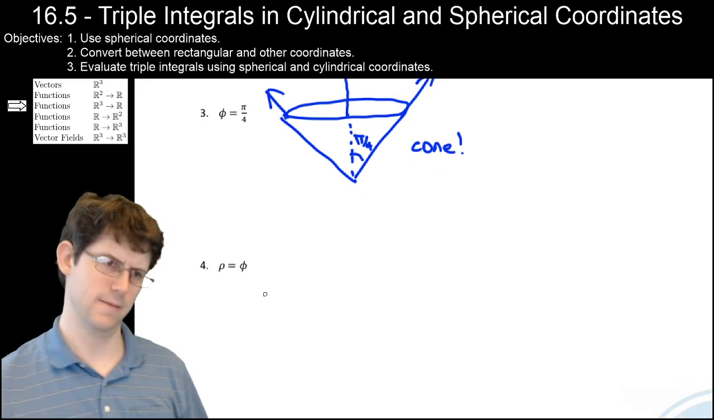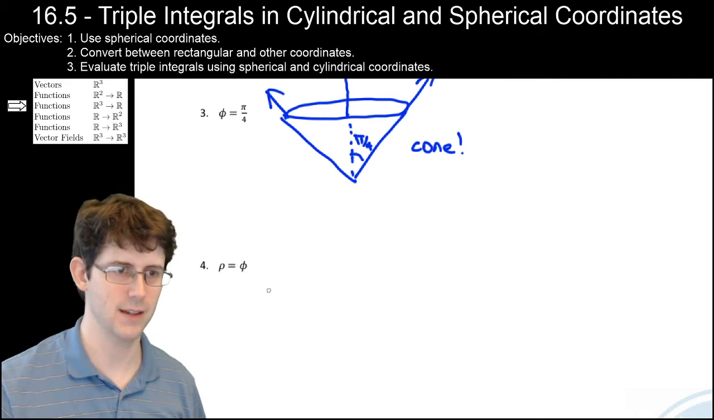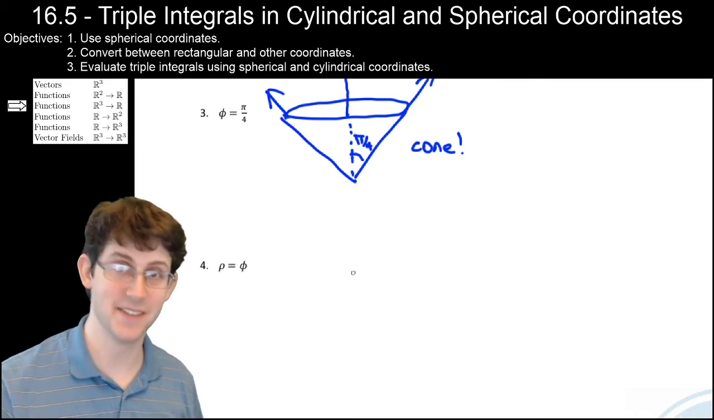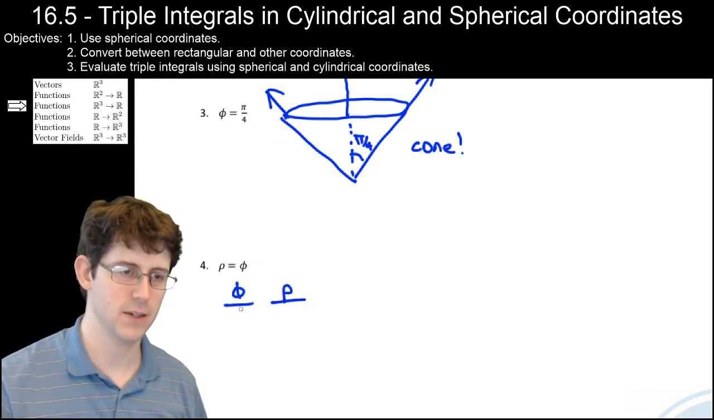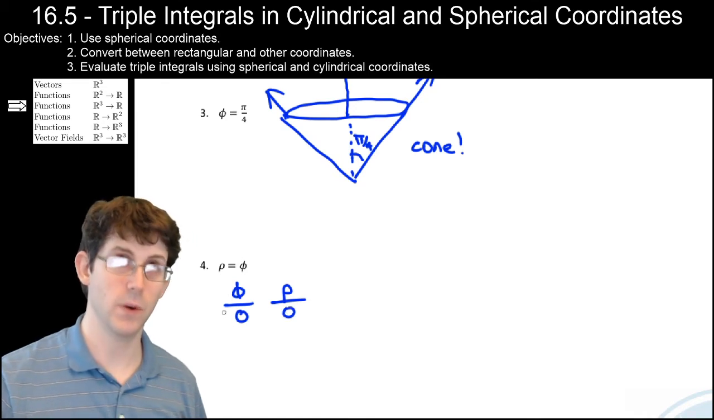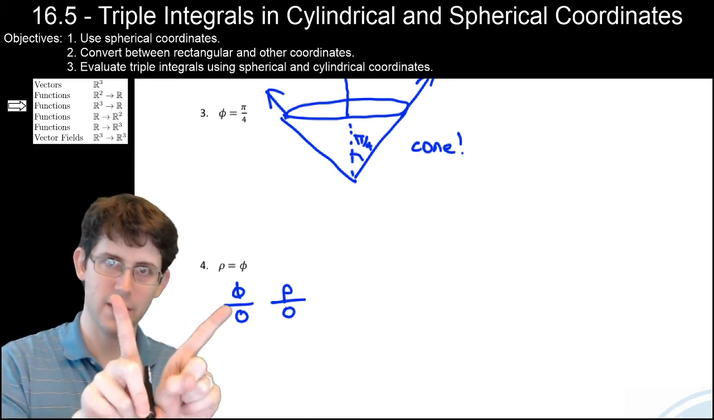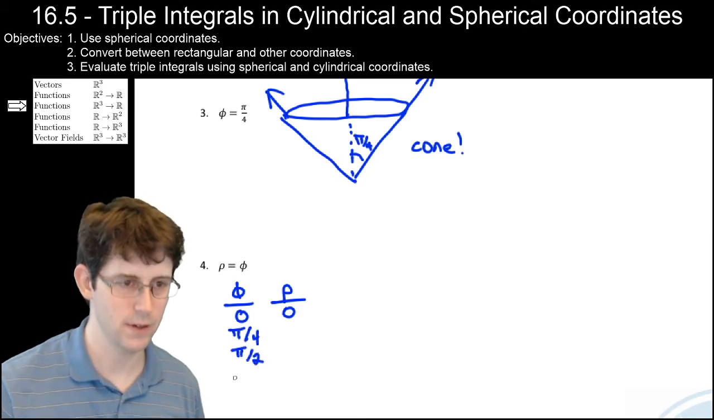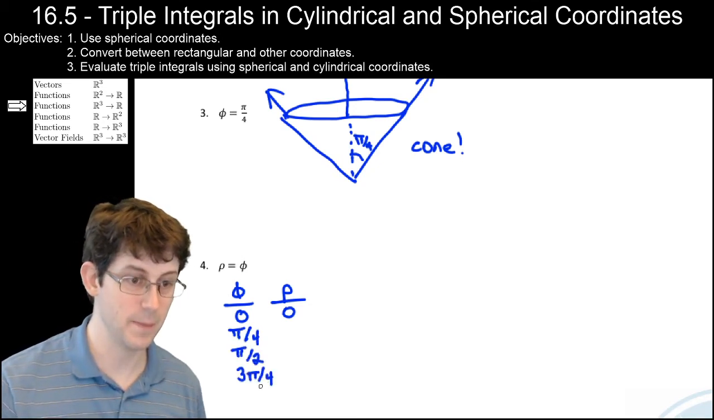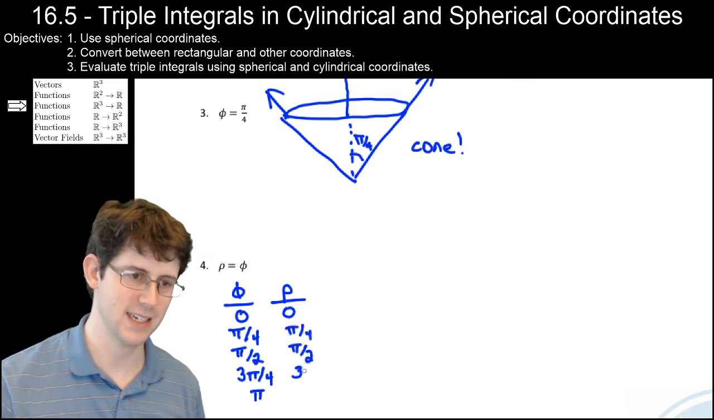Rho equals phi. Whoa. Okay, not sure what this is going to be. To figure this out, I'm just going to try some values of phi. So when phi is 0, rho is 0. What are some nice values of phi to draw? It's latitude, so the easiest are going to be like 45 degrees, 90 degrees. So I'll just do pi over 4, pi over 2, 3 pi over 4, and the biggest possible phi is pi. Okay, the function is pretty simple. It's just rho equals phi. So let's see what we get.